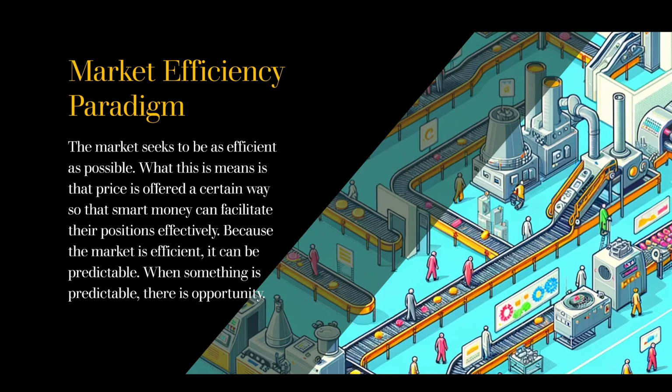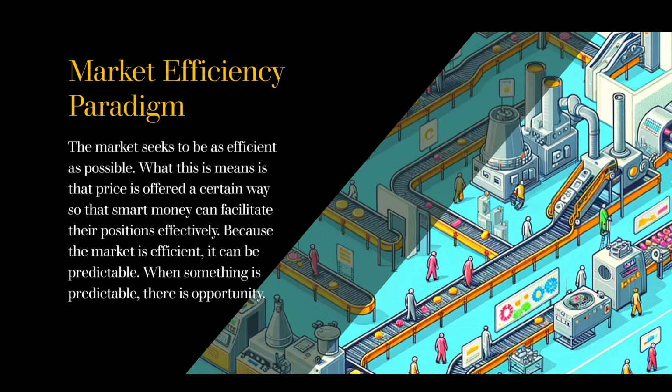Market efficiency paradigm. Simply put, the market seeks to be as efficient as possible. What this means is that price is offered a certain way so that smart money can facilitate their positions effectively. Because the market is efficient, it can be predictable. When something's predictable, there is opportunity.